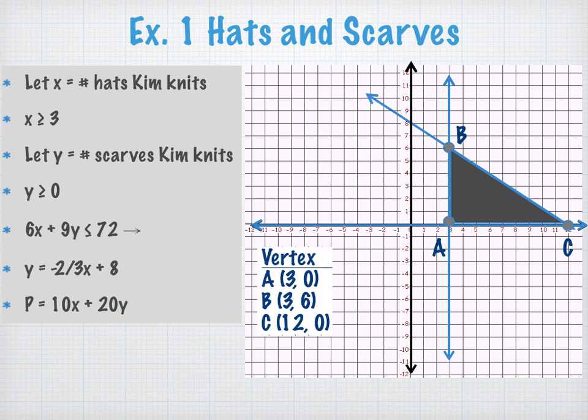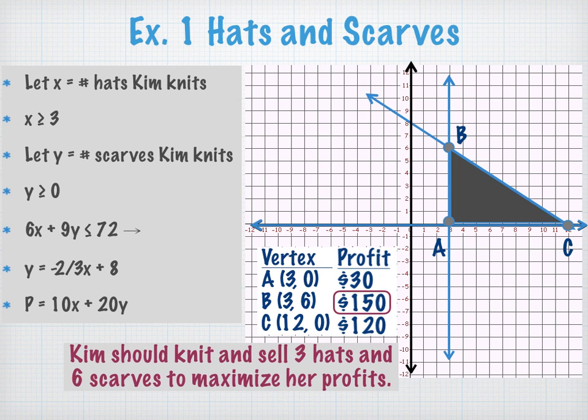And we can write down those coordinates. And now we're going to use those coordinates to determine the maximum profit that Kim can make if she knits and sells hats and scarves. What we did was substitute the x and the y into the profit function. You can notice that 150 is the most profit she can make. So she should knit and sell 3 hats and 6 scarves to maximize her profits.